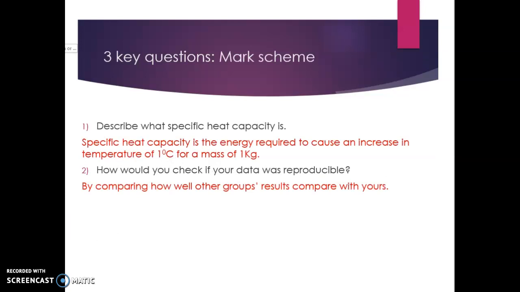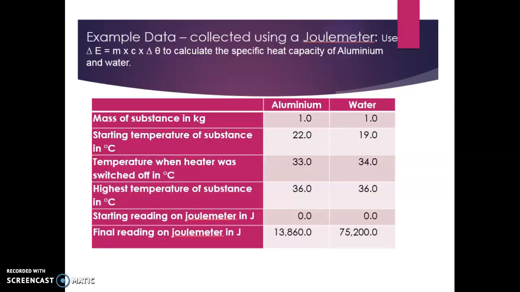Okay, so first of all, describing what specific heat capacity is: the energy required to cause an increase of temperature of 1 degree C for a mass of 1 kilogram. And how would you check if your data was reproducible? You compare it with other groups' results. Compare the other group's results to your own and see if they are similar. If they're not, then your data wasn't reproducible. That's other groups doing the same experiment as you did. Okay? All right.